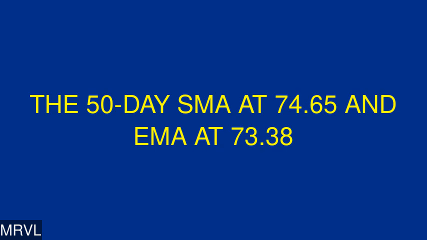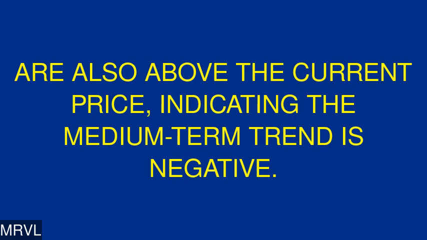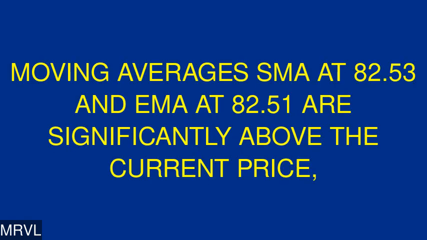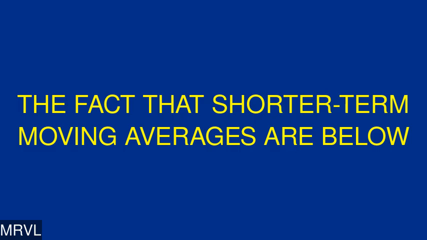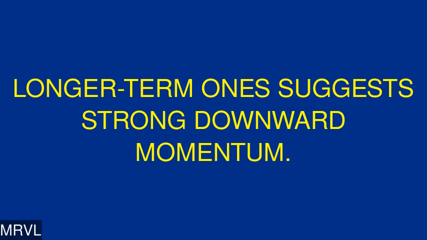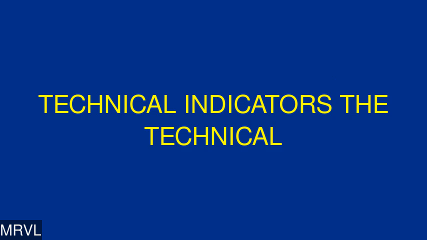The 50-day SMA at 74.65 and EMA at 73.38 are also above the current price, indicating the medium-term trend is negative. The 200-day moving averages, SMA at 82.53 and EMA at 82.51, are significantly above the current price, confirming the long-term bearish structure. The fact that shorter-term moving averages are below longer-term ones suggests strong downward momentum.